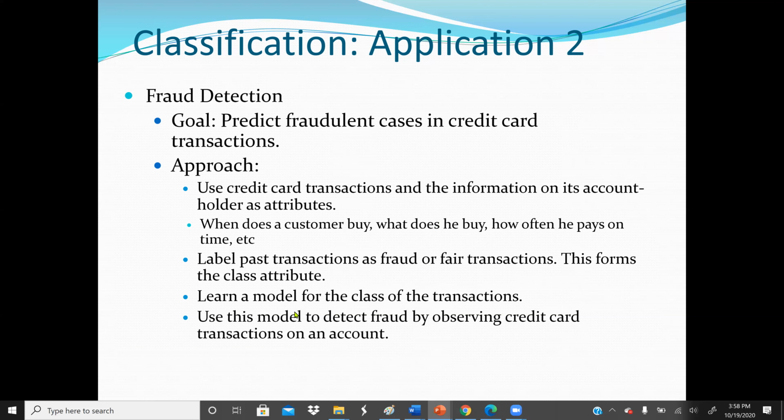Now we're going to apply a learning model on this class of transactions to build a model. Then later we can use a test set to test this model. So here we say use this model to detect fraud by observing credit card transactions on an account.